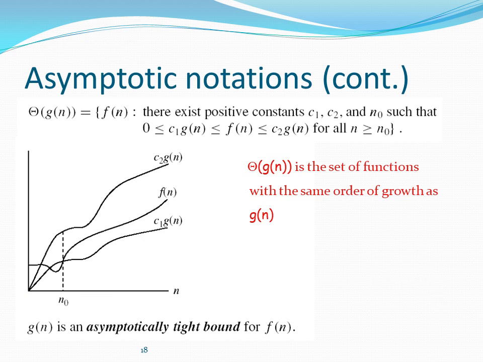Next, big theta. Let f of n and g of n be the two functions. Here there exist positive constants c1 and c2, two positive constants, and a non-negative integer n0 such that 0 less than or equal to c1 g of n less than or equal to f of n less than or equal to c2 g of n for all n greater than or equal to n0.